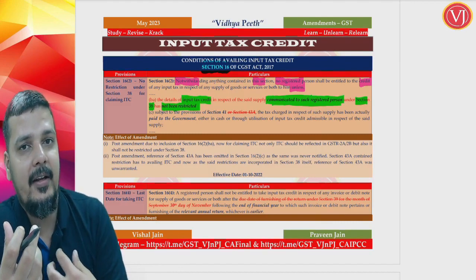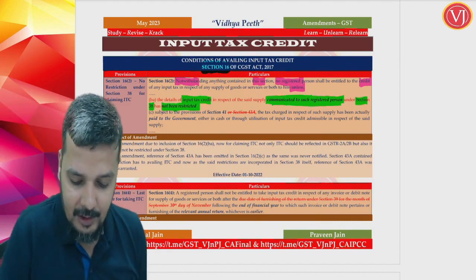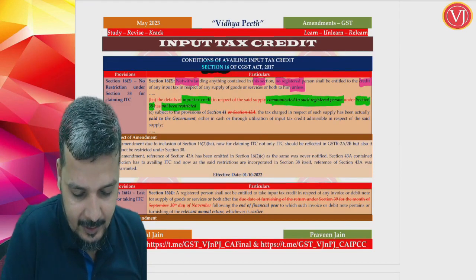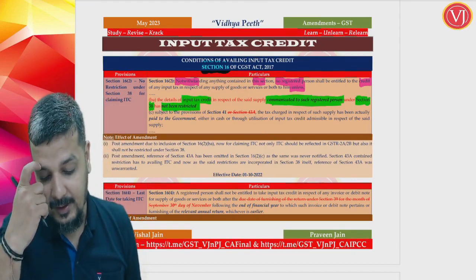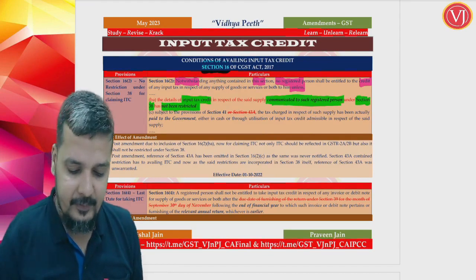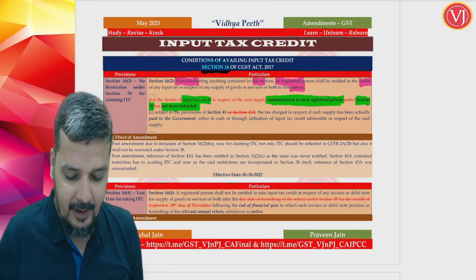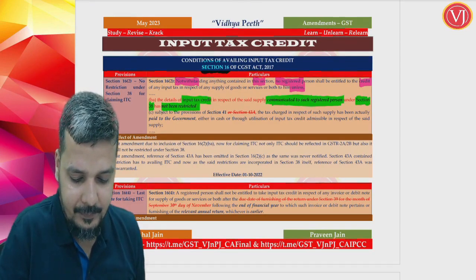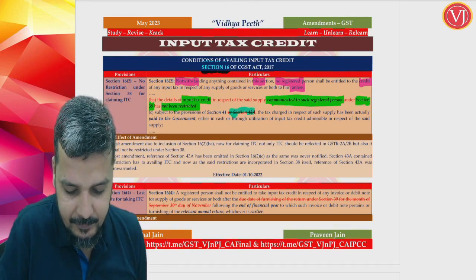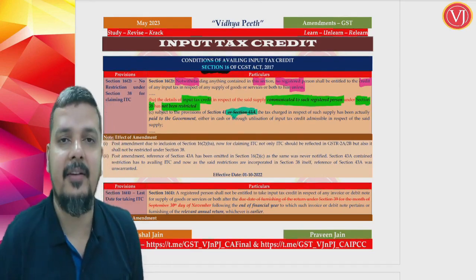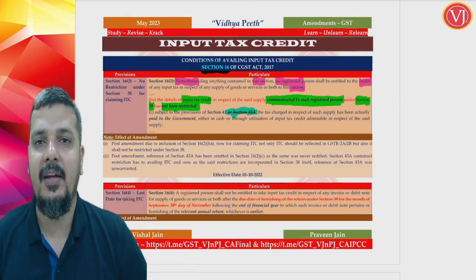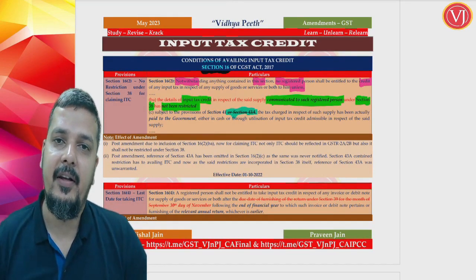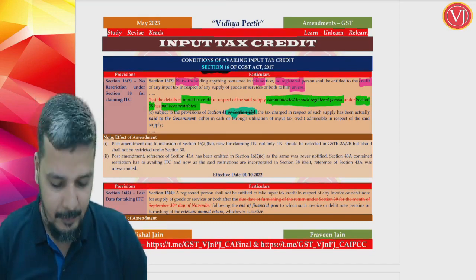I should satisfy that. Now, in addition to that, I should ensure that that credit has not been restricted. So that I need to ensure. And in one of the conditions of input tax credit, there was a reference to Section 43A. Now, wherever in the entire GST law there is a reference to Section 43A, that reference is removed because Section 43A itself is omitted.